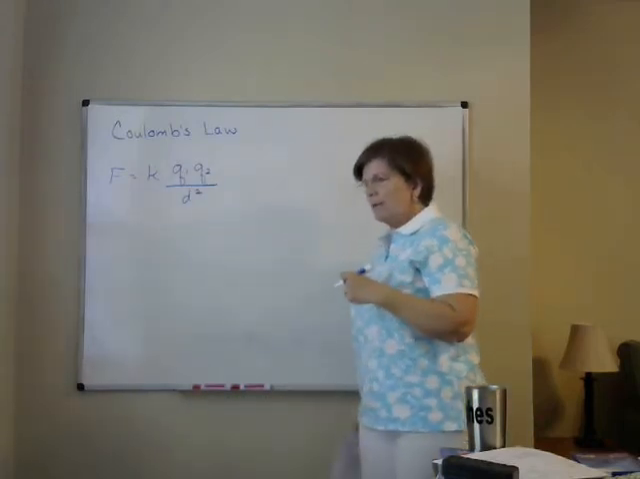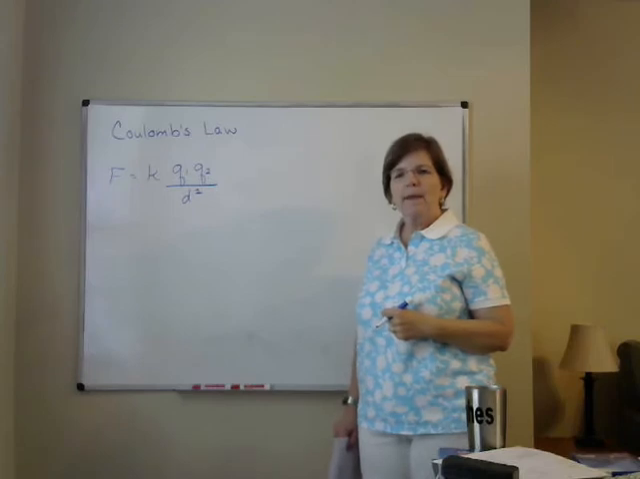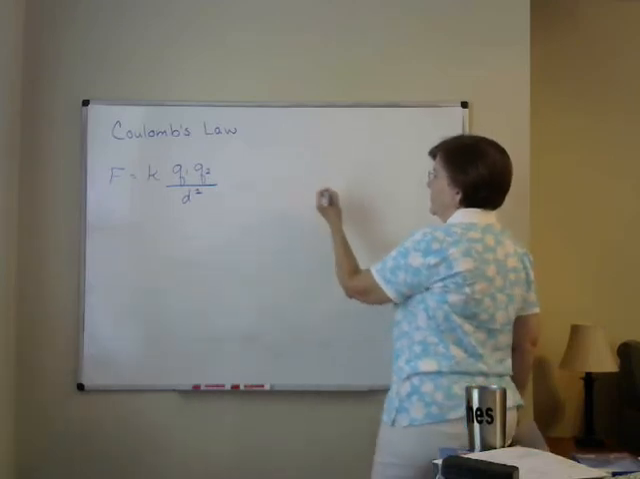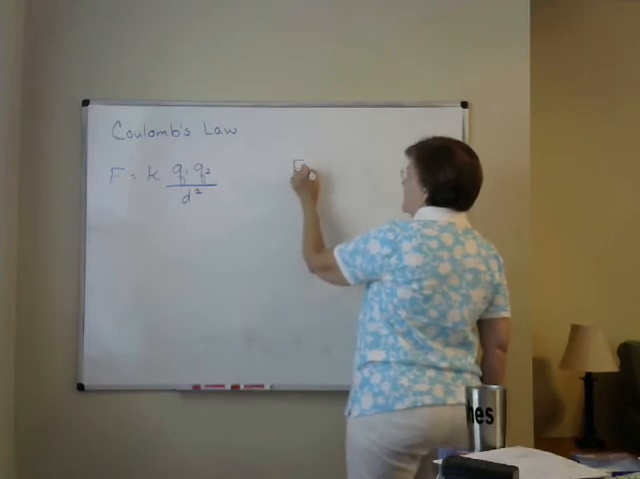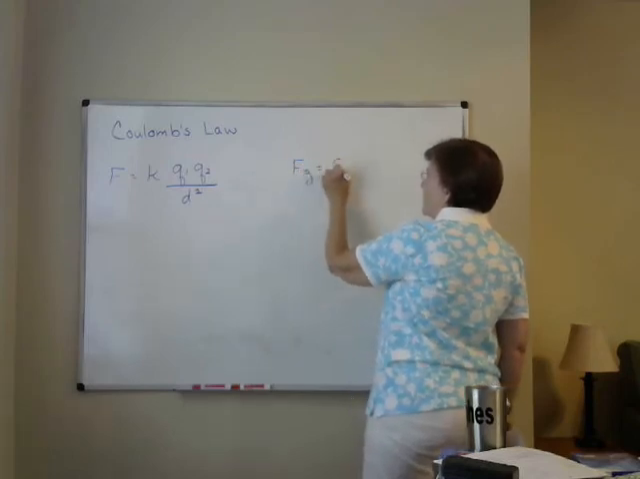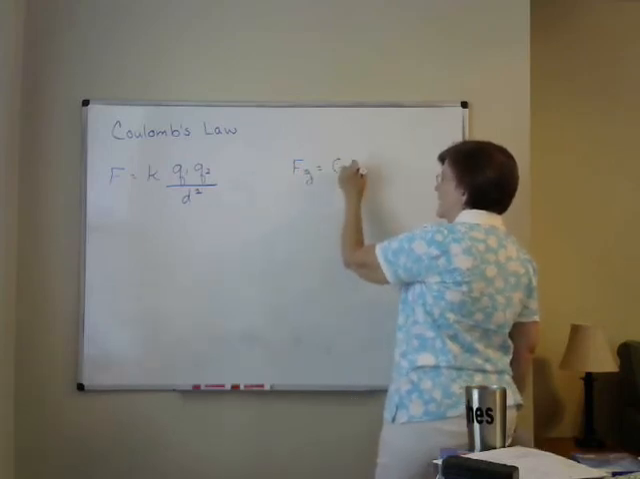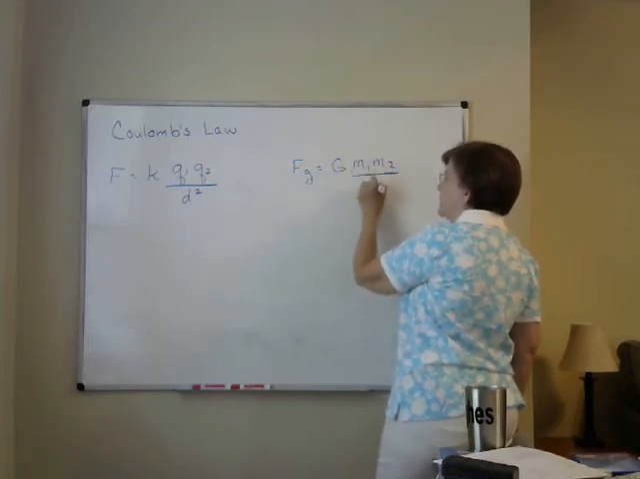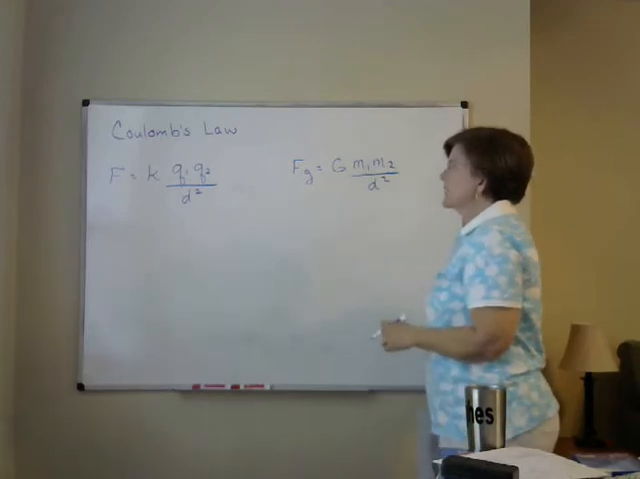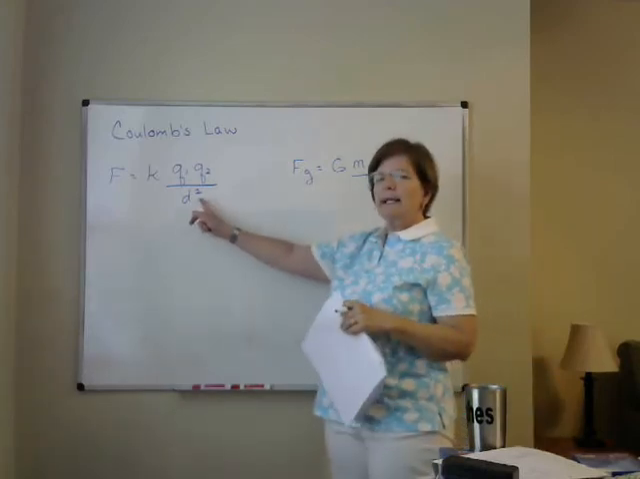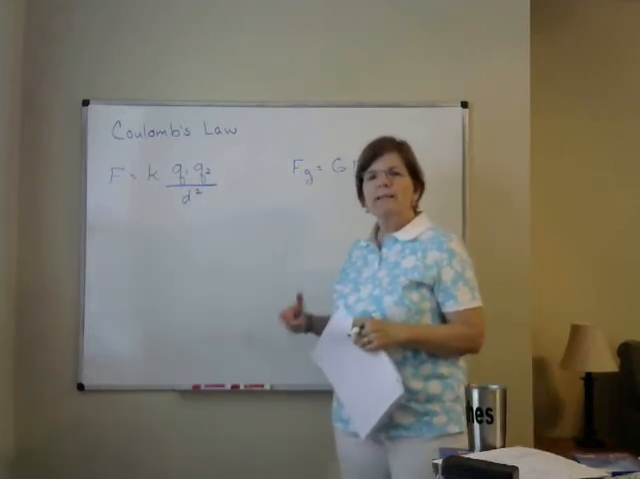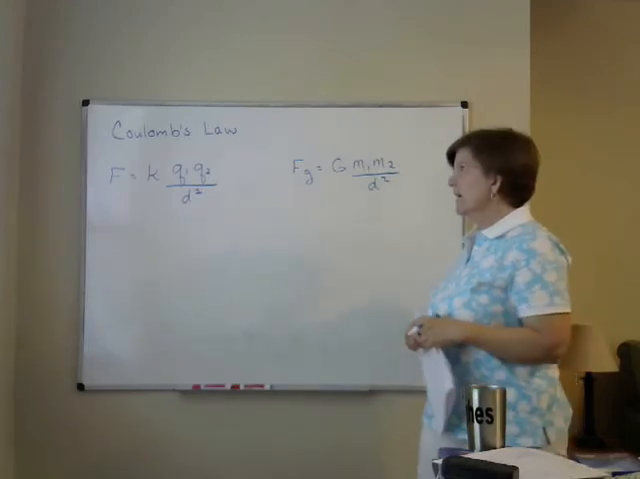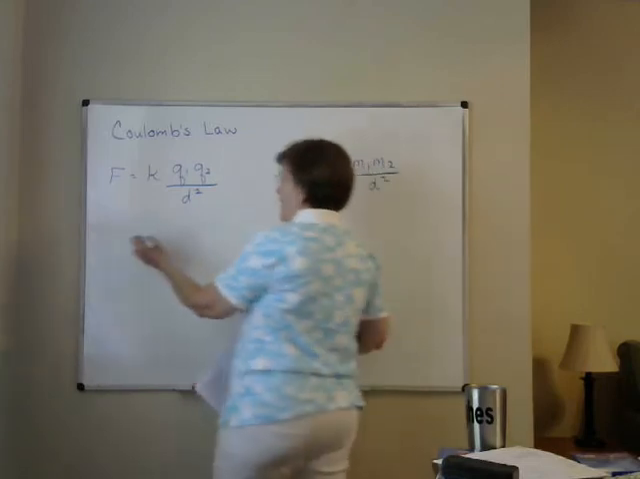That should almost look familiar. It sure looks a lot like the law of universal gravitation. You'll remember when gravity was concerned, our constant was a capital G, mass 1, mass 2, over the distance squared. So Coulomb's law is an inverse square law, just like gravity. It behaves very similarly. However, let me point out some differences.